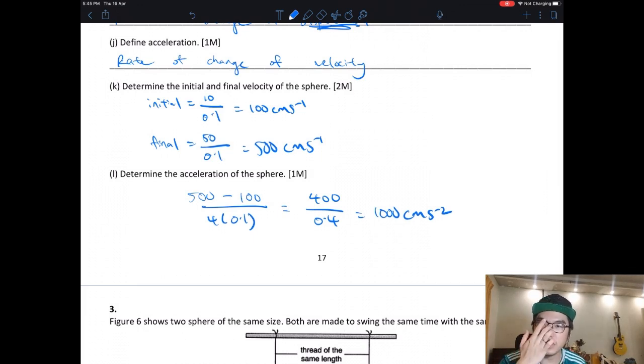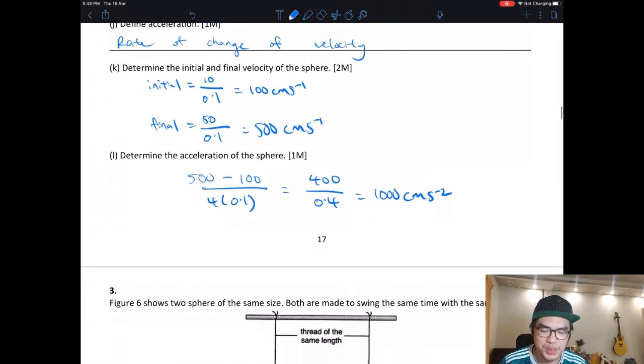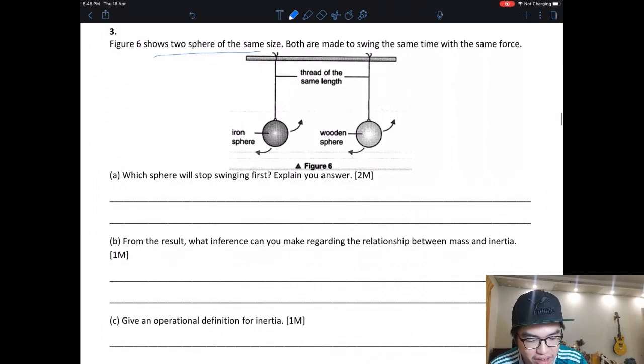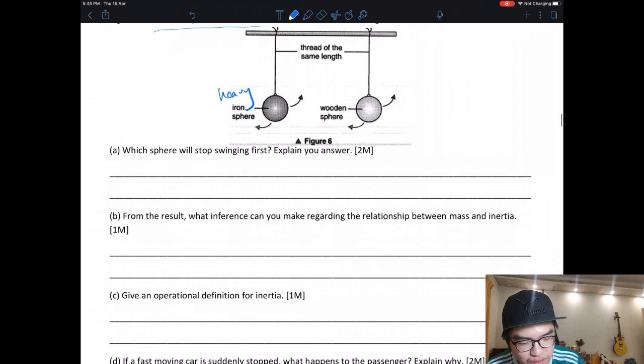Okay, so that's how you score. Quite simple if you ask me. Okay, number 3. Figure 6 shows two spheres of the same size. Both are made to swing at the same time with the same force. Of course this one is heavy. This is inertia. So which sphere will stop swinging first?